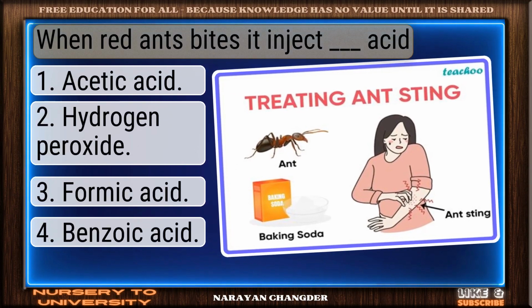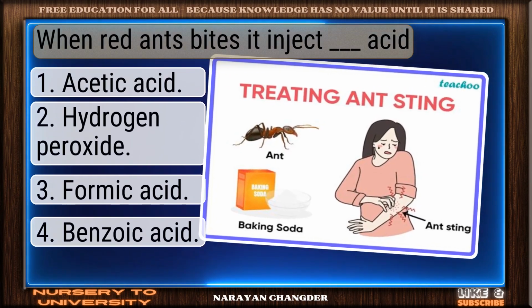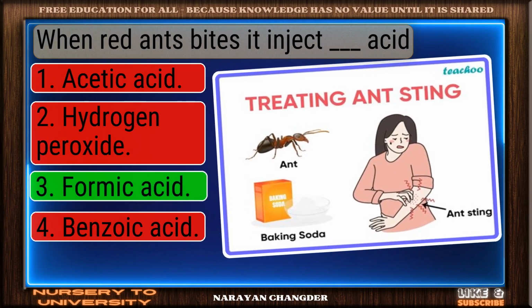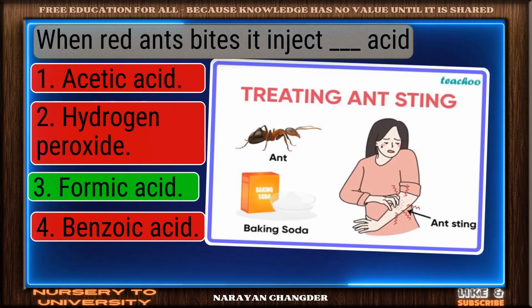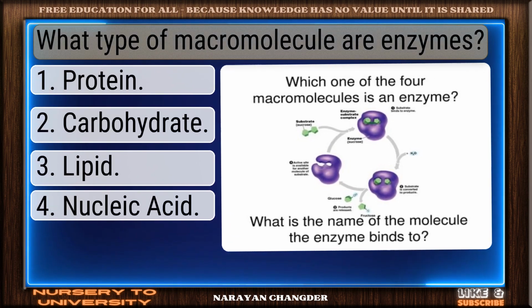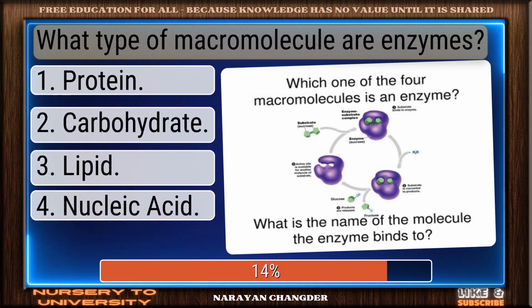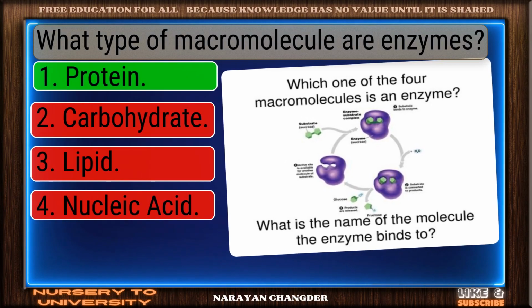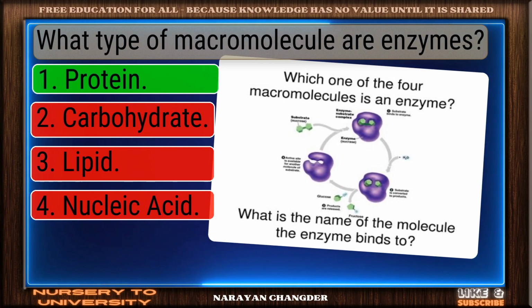Question number 11. When red ants bite, they inject dash acid. Good job. Your answer formic acid works well here. Question number 12. What type of macromolecule are enzymes? Good thinking. Protein is the right answer.